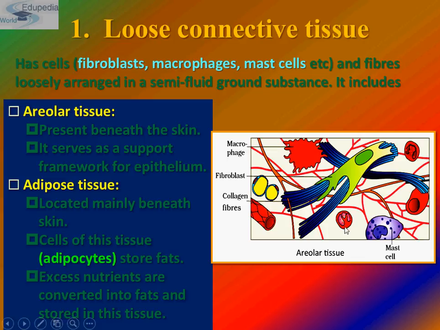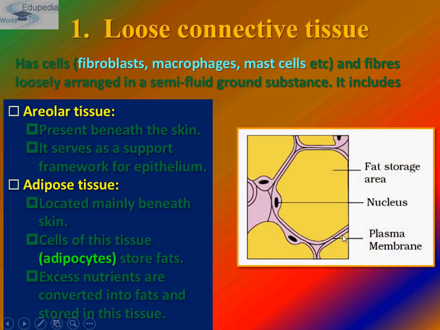These are your areolar tissue, these are your mast cells, and these are macrophages, which engulf foreign particles like bacteria and viruses. So loose connective tissue has fibroblasts, macrophages, mast cells and fibers, and they are loosely arranged in a semi-fluid ground substance, which we also call matrix. It has two types, areolar and adipose tissue.